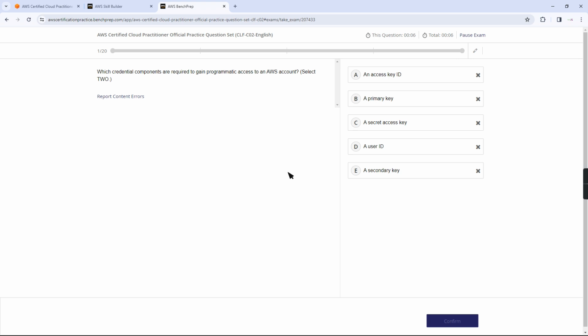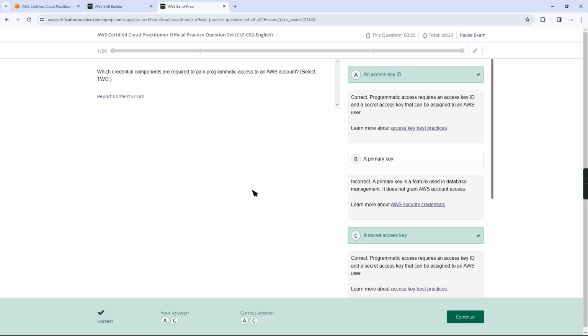First question: which credential components are required to gain programmatic access to an AWS account? This is a straightforward question from my point of view. Typically, we need an access key ID and secret access key. All the other options are not correct. I think these two are the correct answers. Yes. So if you get the answer correct, we will get that green screen. So your answer and correct answer, we got both the answers correct.